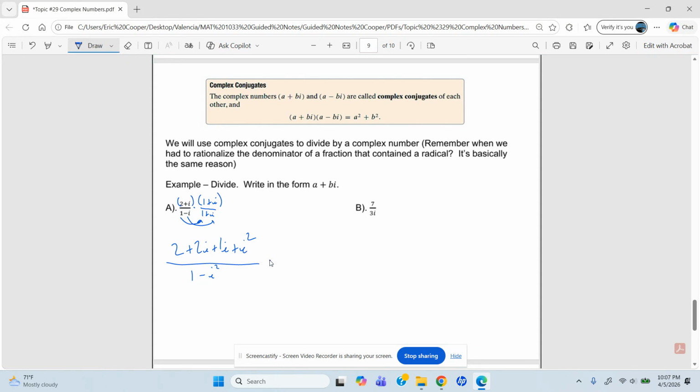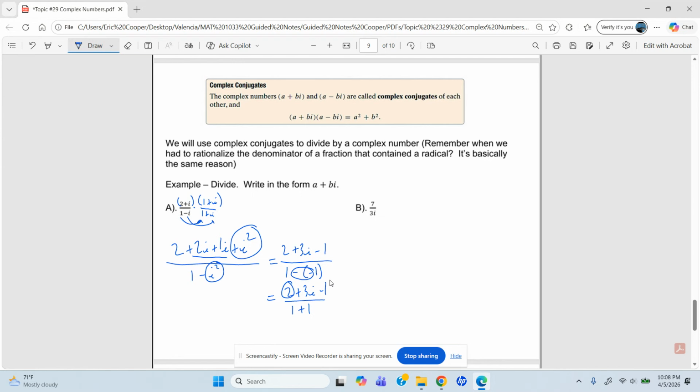At the top, we have 2. These combine to make 3i. And the positive i squared will become negative 1. And at the bottom, this i squared will become negative 1. We still have a minus sign here, which is why I have this minus here. The double negative makes this a positive. So 1 plus 1.